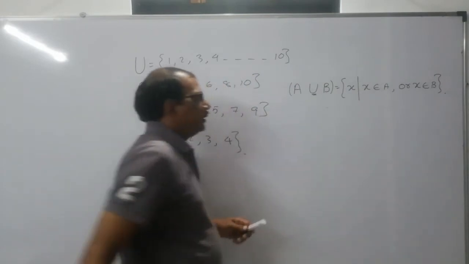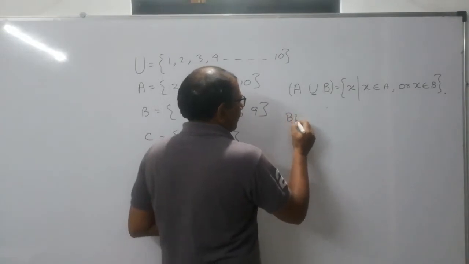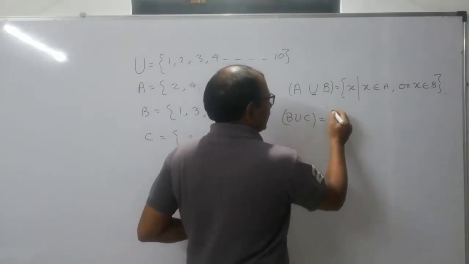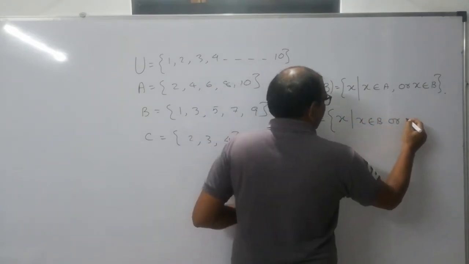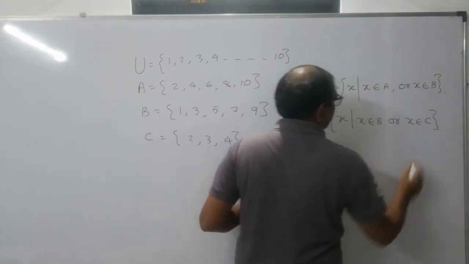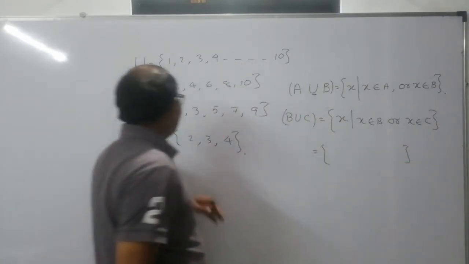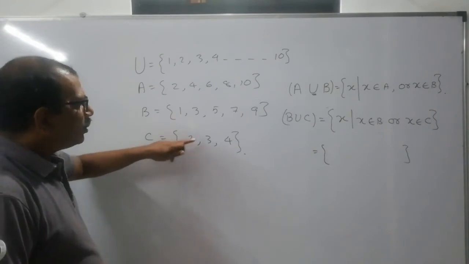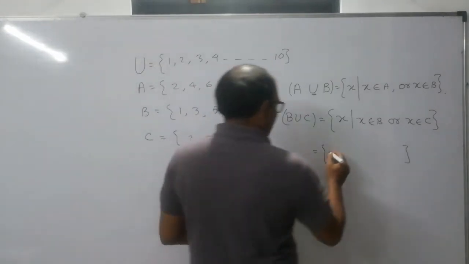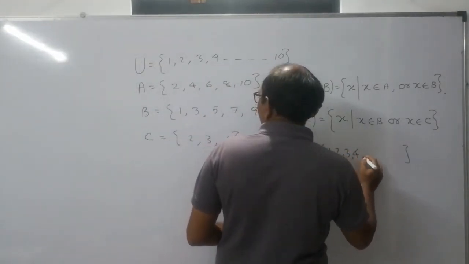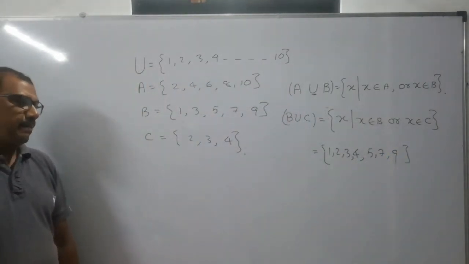Next, suppose if I take B union C. So first of all we'll define it. B union C is a set of all X such that X belongs to B or X belongs to C. B or C. So all the elements of B and C, B or C के सभी elements without repetition. So 1, 2, 3 इधर भी है, we'll take it only once. So 1, 2, 3, 4, 5, 7, 9. So that is B union C, right?